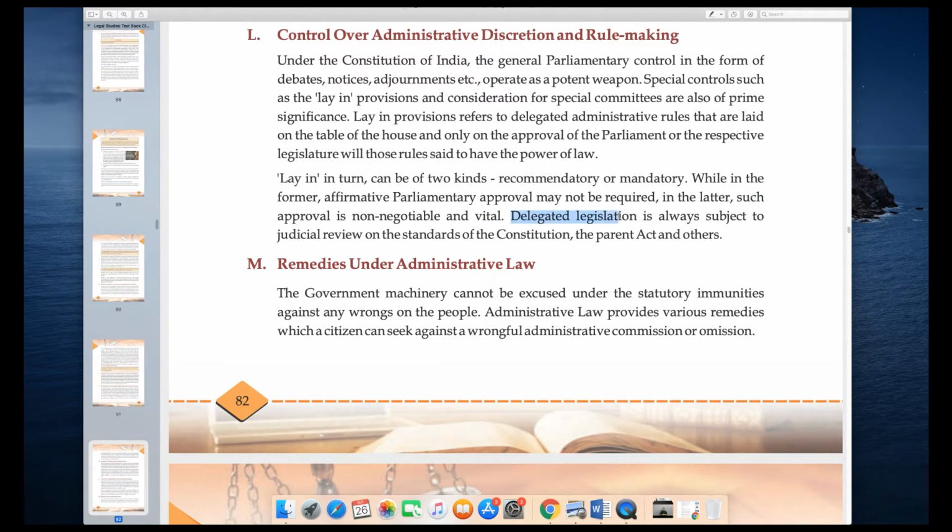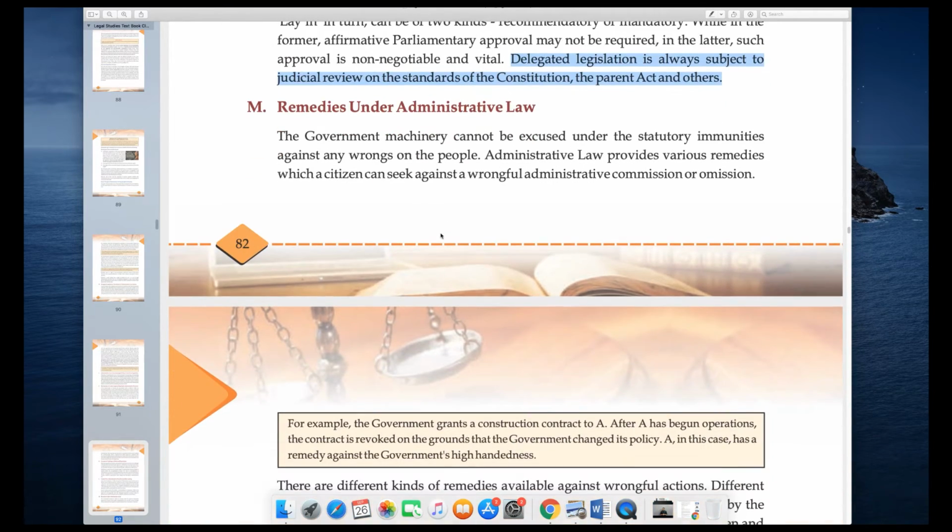Right? Delegated legislation is always subject to judicial review on the standards of the Constitution, the Parent Act and others. Okay, so this is again a repetition of the information that we have already discussed above, that is how these things are being controlled, right? So if something is delegated, it doesn't mean that it is ultimate, unfettered, right? Okay. So now the next topic that we have is remedies under administrative law.